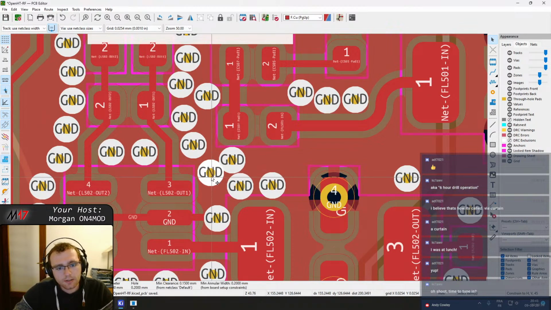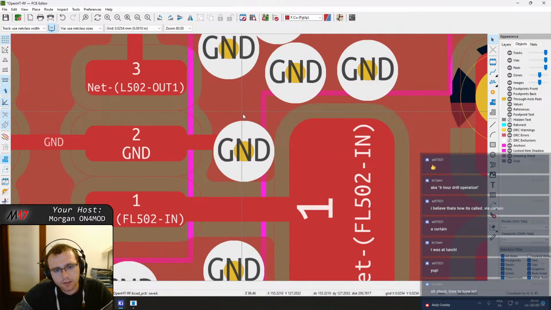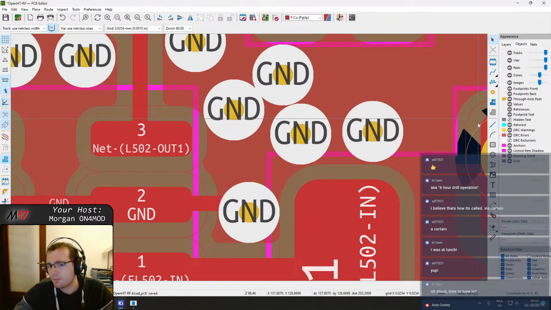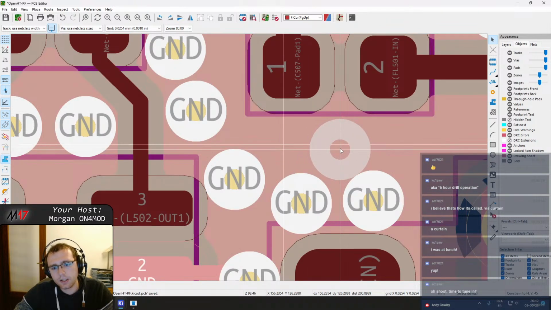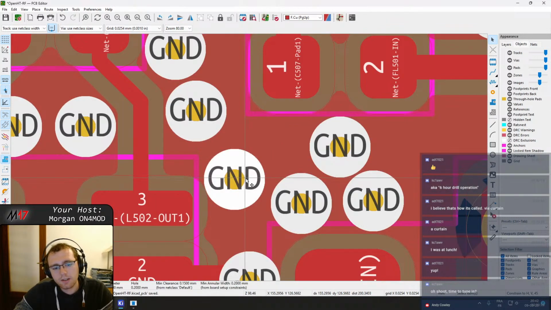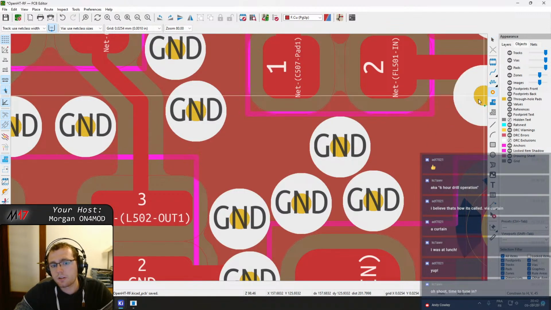Okay, let's try not overlapping them. I don't think it would be problematic if we overlapped them, but I don't know what the minimum hole-to-hole distance is, and we still aren't decided fully on which manufacturer we are going to use, so.